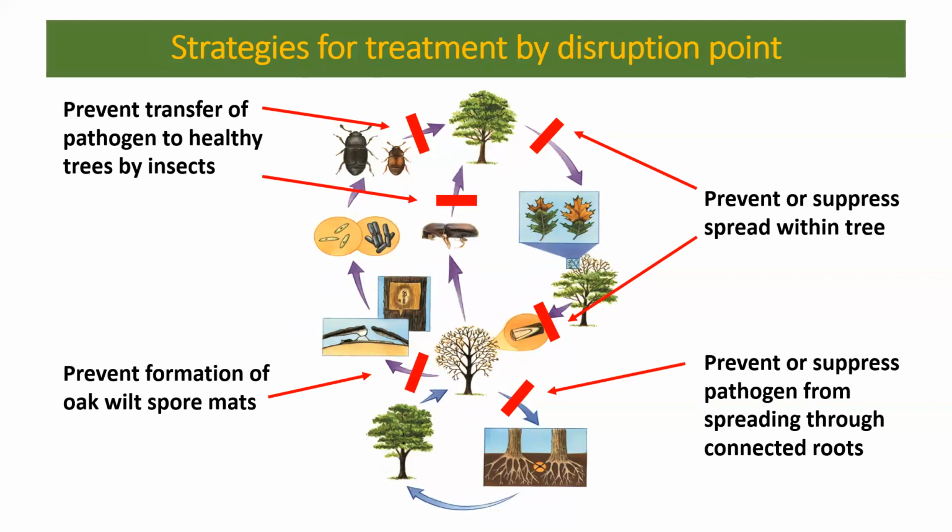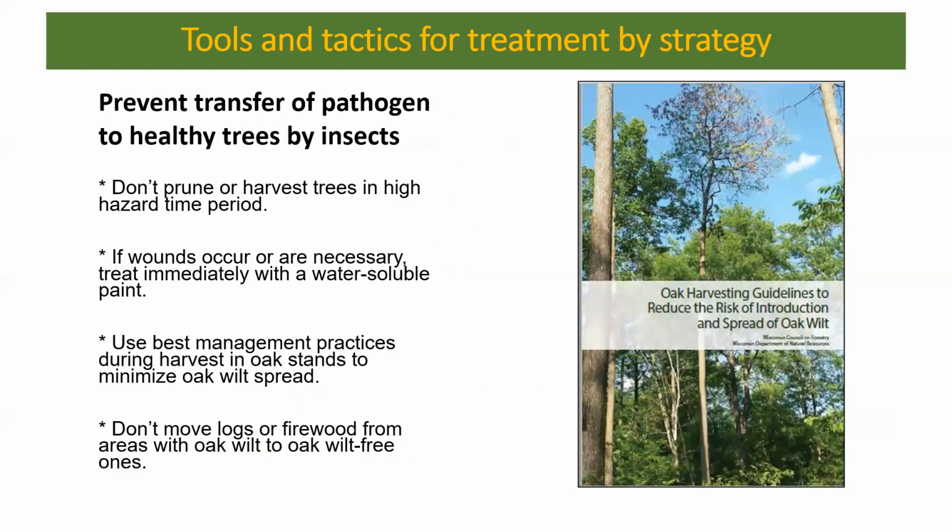So using these disruption points, there are 4 general strategies, for today's presentation anyway, that I'm outlining here of what approach can be taken to break the disease cycle at these indicated points. And so the rest of this section of my presentation will be organized around this. So: preventing the transfer of the fungus, preventing formation of those spore mats, particularly when nitidulid beetles are involved, preventing or suppressing the spread within the tree, and then preventing or suppressing the spread through those root grafts.